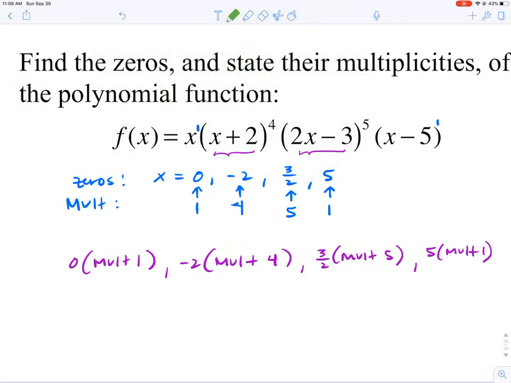The degree of the polynomial f is going to be 11, and we can figure that out from just adding up all of the multiplicities. So f of x is an 11th degree polynomial. If the polynomial is in standard form, so completely expanded, you look to the term with the largest exponent. If the polynomial is in factored form, you can add up all of the multiplicities, so all of the exponents of the factors.